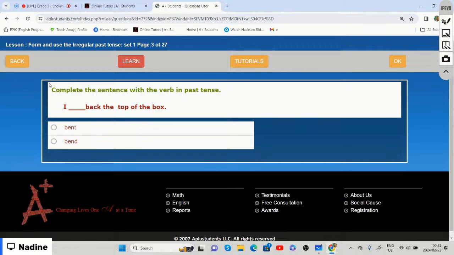I bent back the top of the box, or I bend back the top of the box. We need to choose the irregular past tense verb.